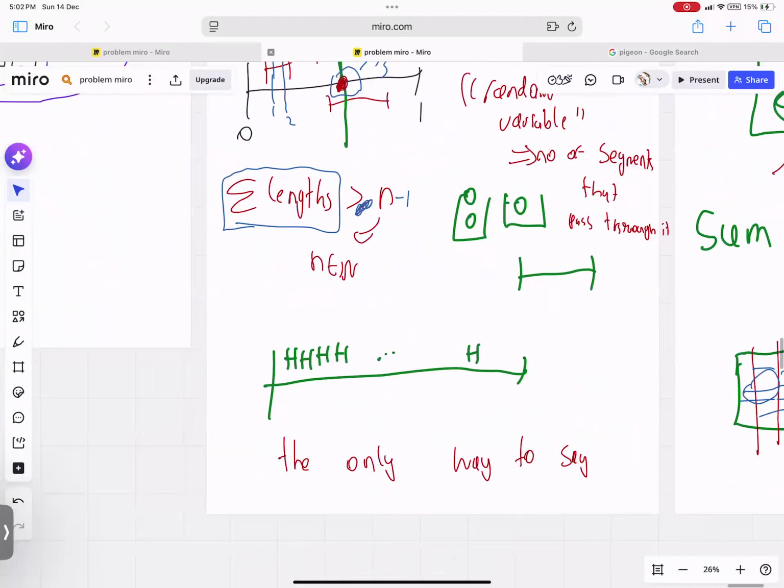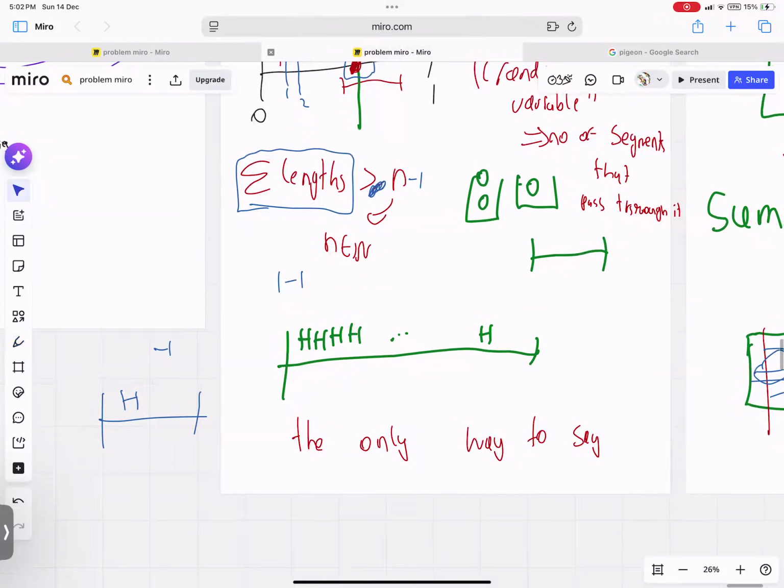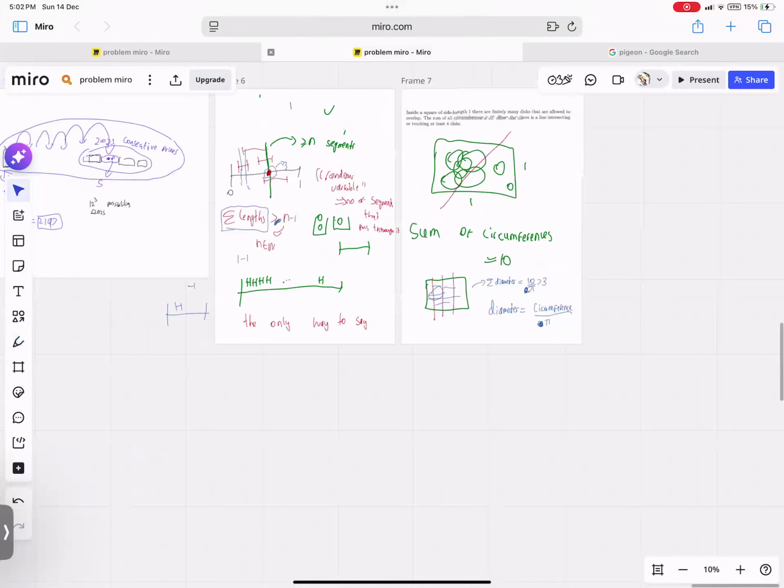Think of it intuitively: if the sum of lengths is at least 1, then there is some point that passes through 0 segments, which makes sense, right? If the sum of lengths is at least 1 minus 1, then we're given that some point is on one segment, which we know is true. If the sum of lengths is at least minus 1, then some point is on 0 segments, which is not necessarily true. Or n has to be a natural number anyway.